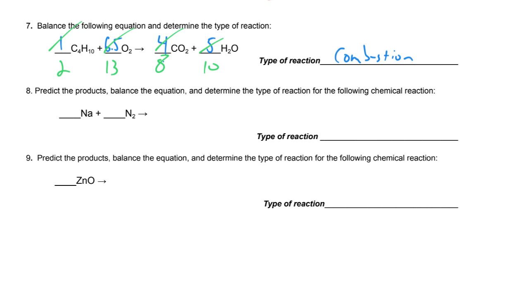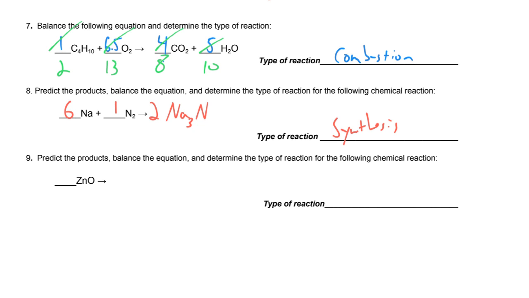Next one, predict the products. I've got just 2 elemental things, so it's going to be a synthesis. The sodium and the nitrogen will come together. Now I'll need 3 sodium to have enough electrons to fill all the spots on the nitrogen. And let's see, to balance this, I'll probably need a 2 here to balance out my nitrogens. Now I'm up to 6 sodium, so a 6 here to balance out my sodiums. Again, that's a synthesis.